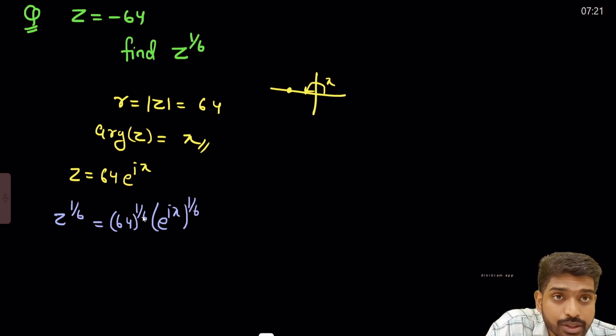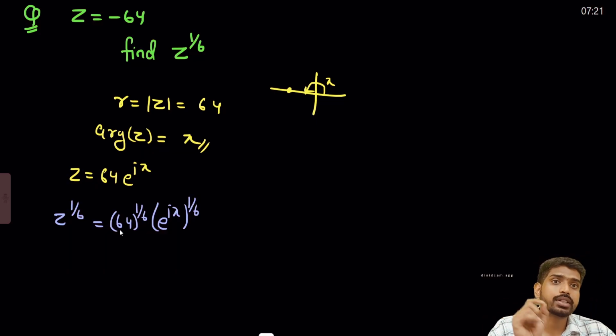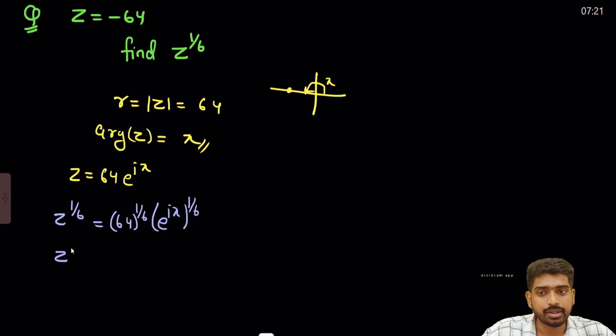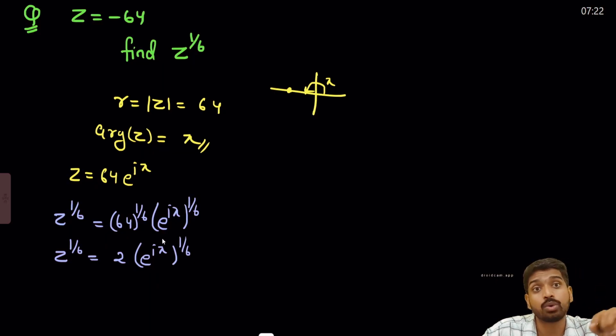What is 64? I can write it as 2 power 6. So 2 power 6 to the power 1 by 6 will be 2, right? So here we get z to the power 1 by 6 is 2 e to the power iota pi, whole to the power 1 by 6. Now see, if I send this 1 by 6 directly inside, I will get one solution out of the 6 solutions.